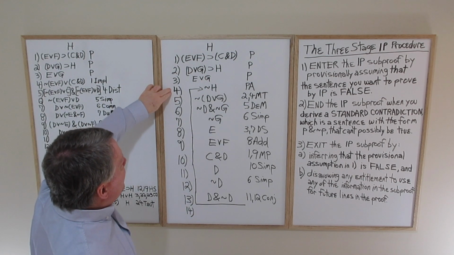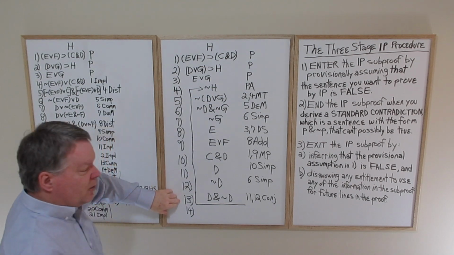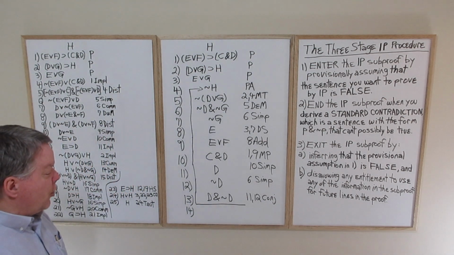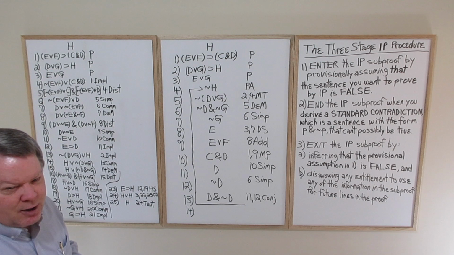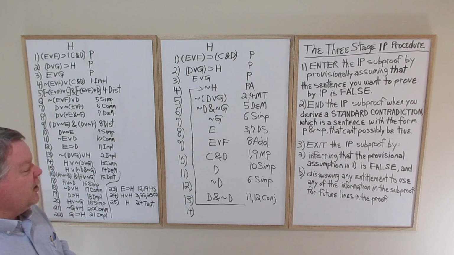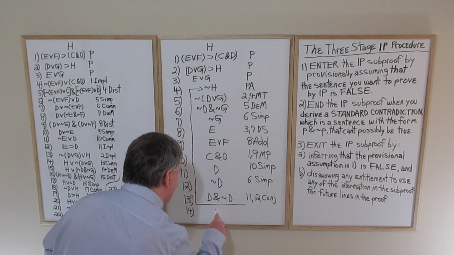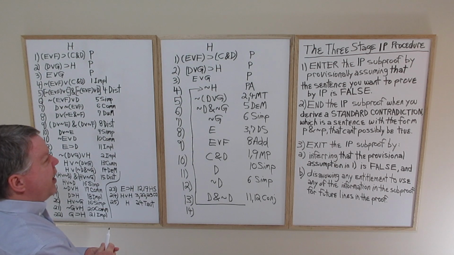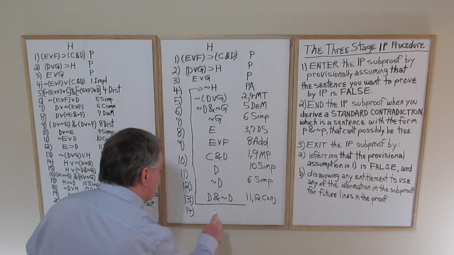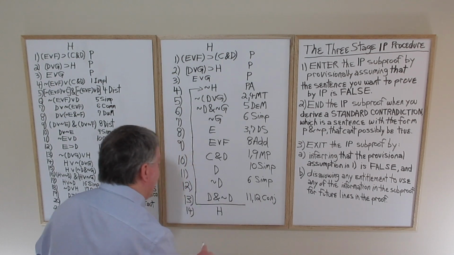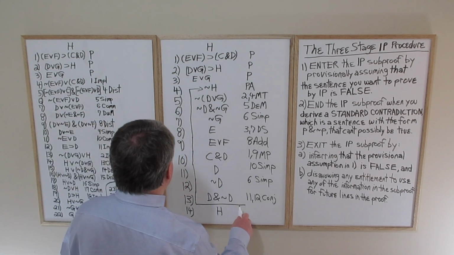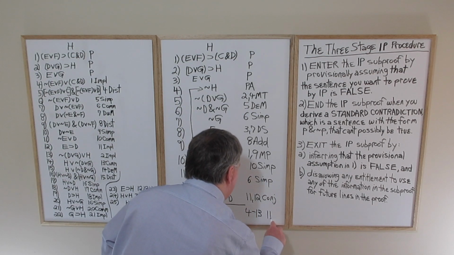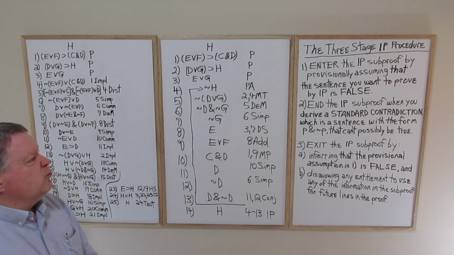true, if we assume that tilde H is true, then we're going to be committed to asserting that the standard contradiction D and tilde D is also true, which it can't be because it's necessarily false. Therefore, we're justified in concluding that tilde H must itself be false, which is to say that H is true. So that's been proven in lines 4 to 13 by indirect proof.